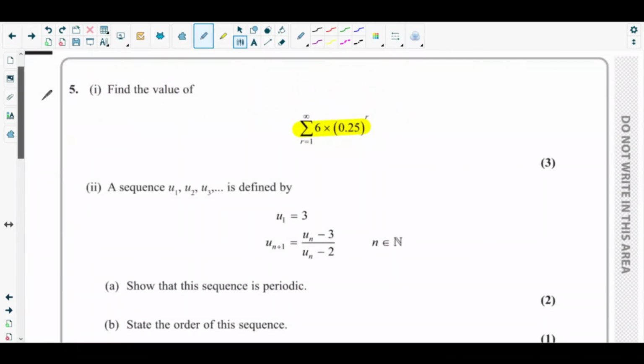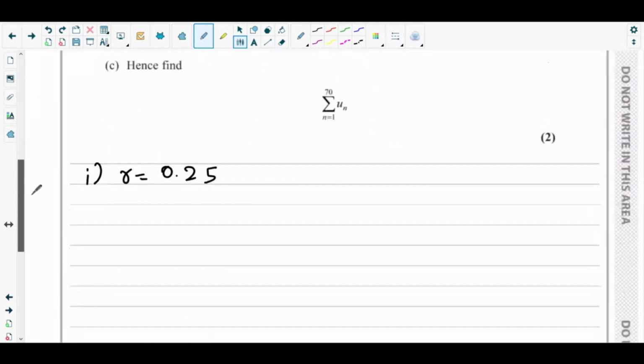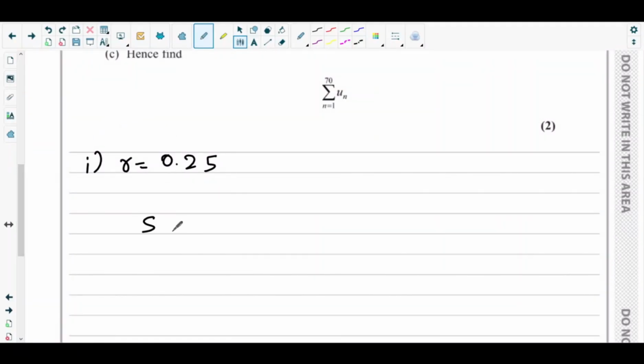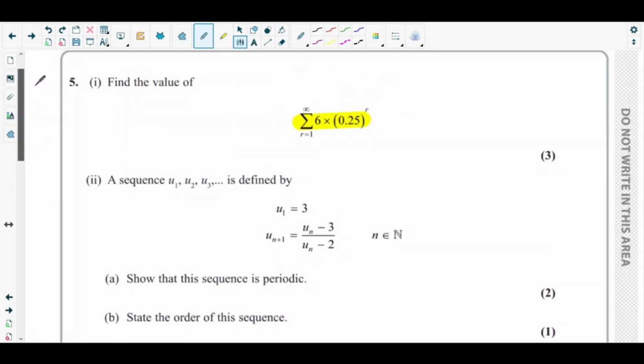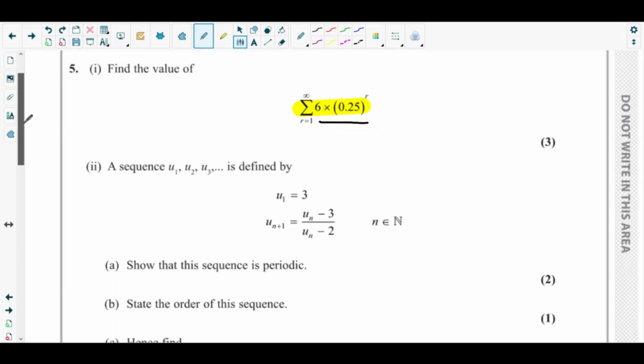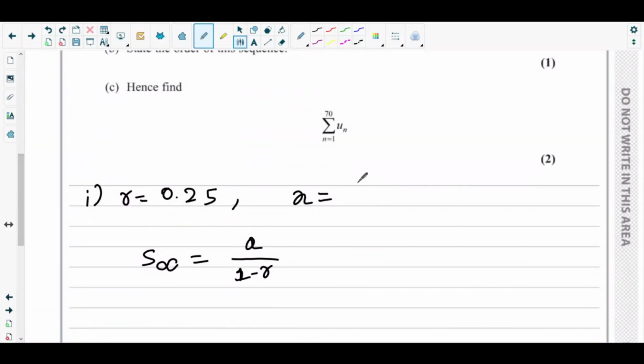So the sum to infinity is a over 1 minus r, where a is the first term. The equation for the summation up to infinity is a over 1 minus r. So we need a, which is the term when r equals 1. When you put r equals 1, you will get 6 times 0.25, which is 6 times 1 over 4, which is 3 over 2.